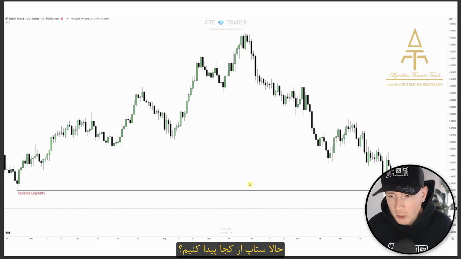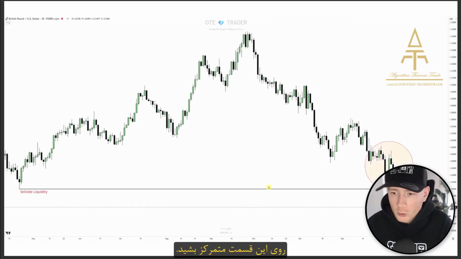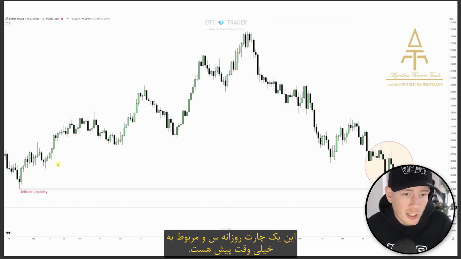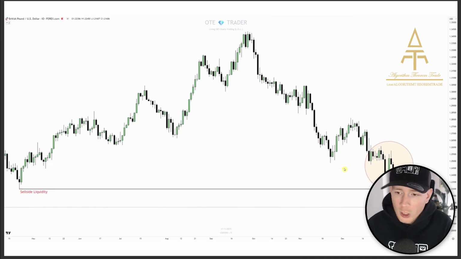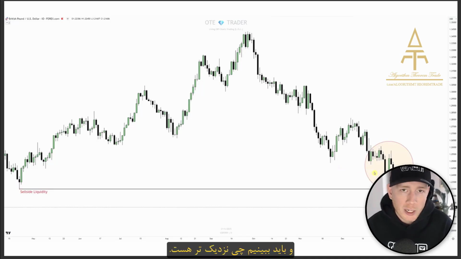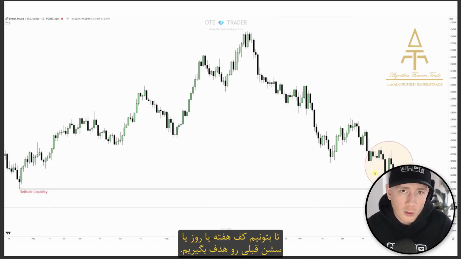Now, how do we actually look for a setup? Let's focus in on this piece of price action over here, because this is obviously a daily chart. This is a very long time ago, right? This low, but we want to focus on what's closer by so we can actually target our previous daily low, previous session low, or previous weekly lows.